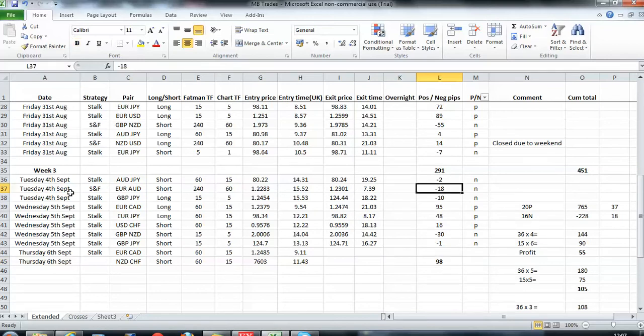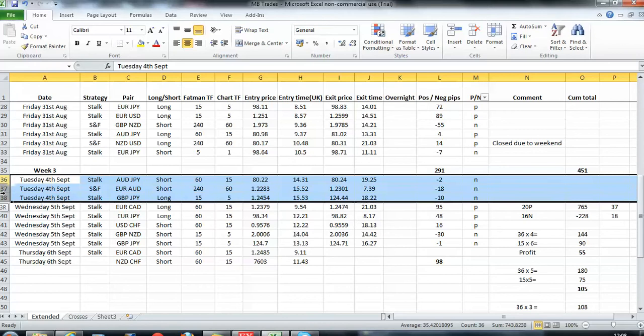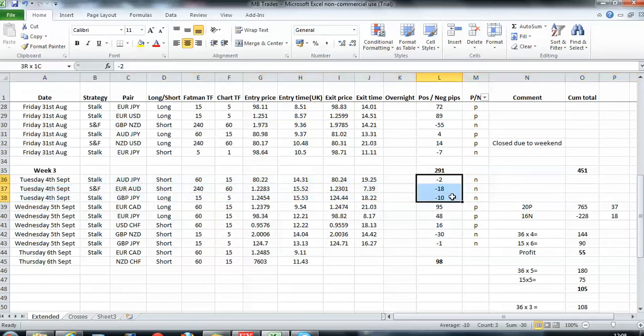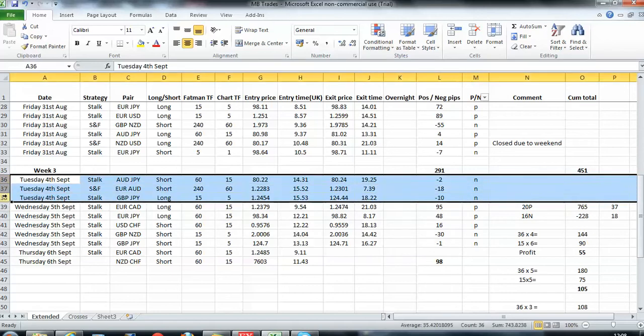But just to prove a point, we have losing days, alright? Here we go, Tuesday, all three trades losers. Can you see? -2, -18, -10. It happens. I'm kind of pleased that that's happened because it's important that you all understand that you always get losing days in trading.